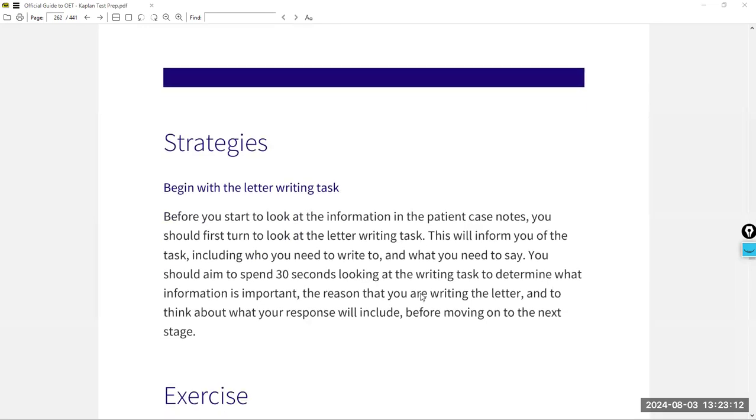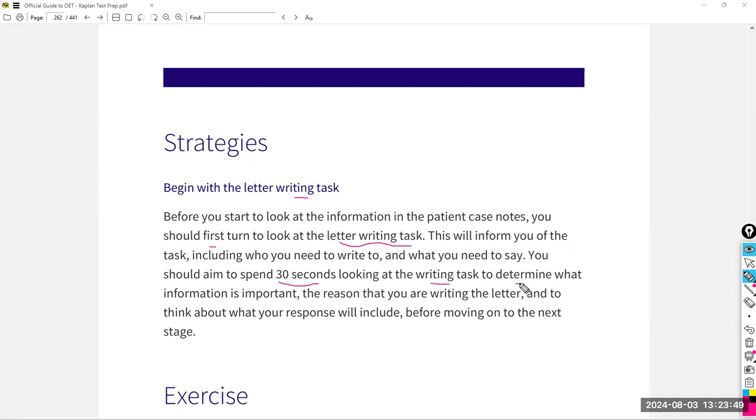Okay, now let's talk about strategies. And absolutely we have to practice. So the strategies are, I have to begin with the letter writing task. Before you start to look at the information in the patient case notes, you should first turn to look at the letter writing task. Please, this is number one. This will inform you of the task, including who you need to write to and what you need to say. You should aim to spend 30 seconds looking at the writing task.